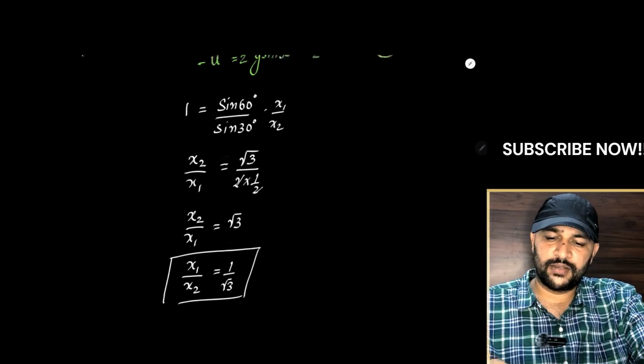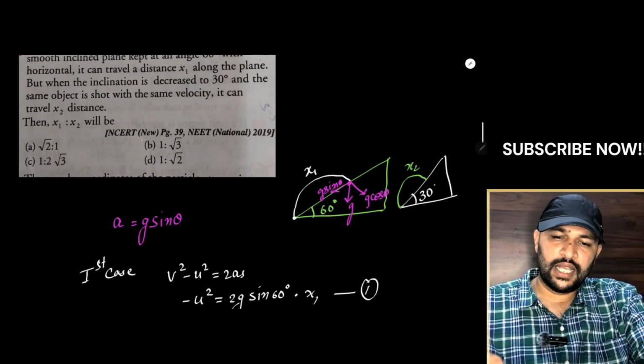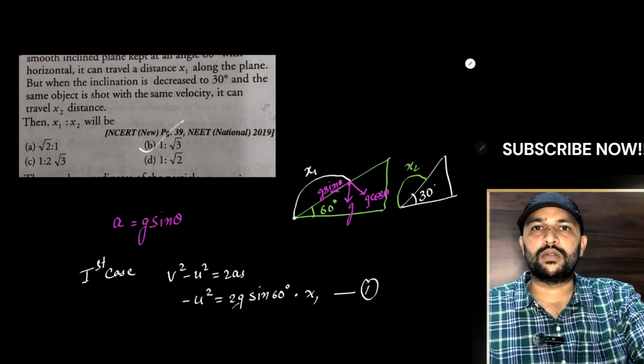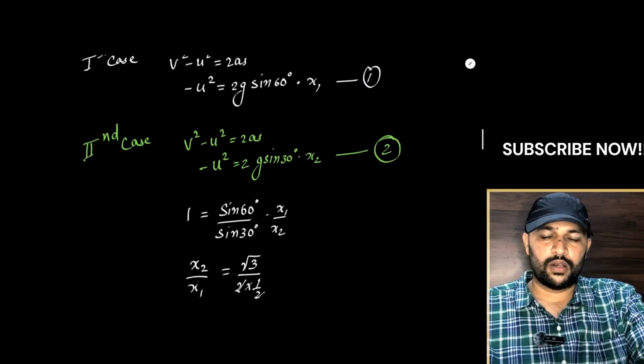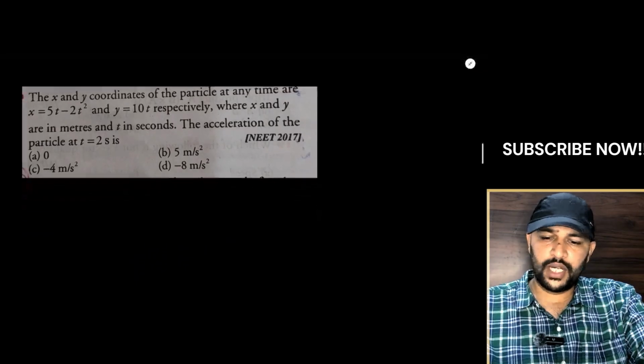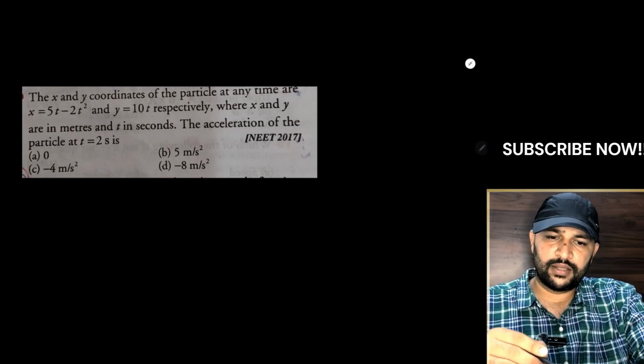I hope this is clear. So, the ratio is 1 is to root 3, and is there any option? Yeah, option B is correct, 1 is to root 3. I hope this is clear to all of you. Let us move to our next problem. Great, beautiful problem and very simple problem.